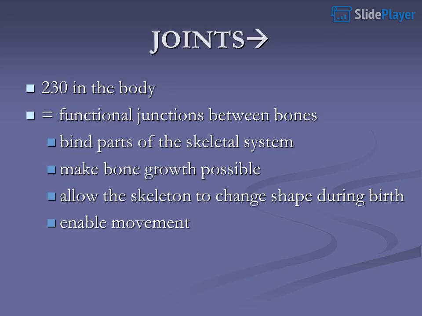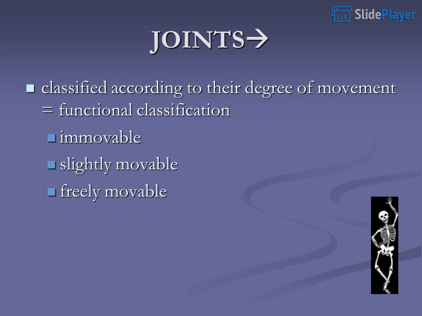Joints, 230 in the body, equals functional junctions between bones. Bind parts of the skeletal system. Make bone growth possible. Allow the skeleton to change shape during birth. Enable movement. Joints are classified according to their degree of movement, the functional classification: immovable, slightly movable, freely movable.